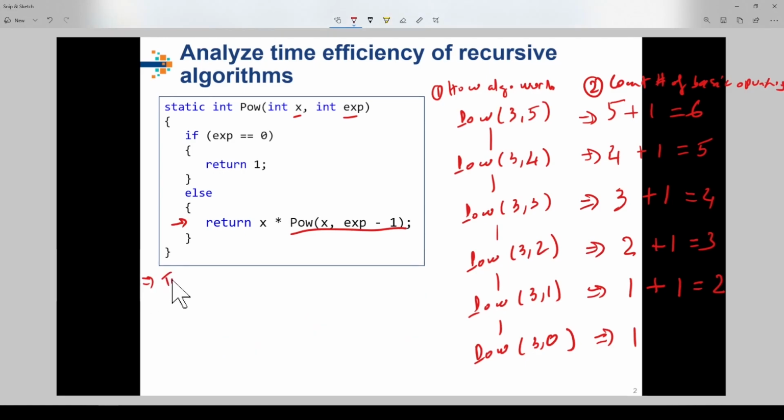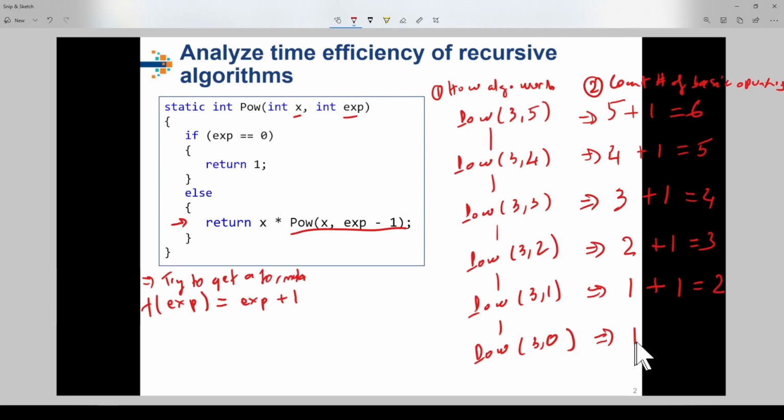Now we try to generalize to get a formula. So how do we do that? In here, does the number of basic operations depend on something? You see that it does not depend on x, the base, but it just depends on the exponential. If the exponential is 0, then we have 1. Exponential 1, the number of operations is 2, and so on. So actually we'll have the function T based on the exponential, and this becomes the exponential plus 1. You know why, right?